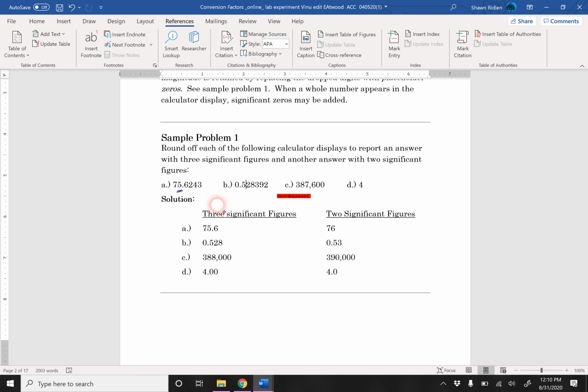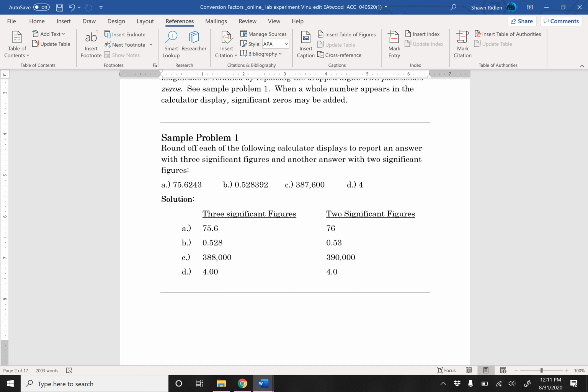Okay, so let's look at the next one. Again, it asks us for 2 sig figs and 3 sig figs, and it gives us 0.528392. So we have many more digits than what we actually need. And oftentimes this is what you'll see from your calculator. However you have it set, it'll give you way more digits than you need. So let's round this to 3. The first thing we see is a 0. We have a leading 0, and a leading 0 like this is not a significant 0. So that would not count as one of our significant digits.